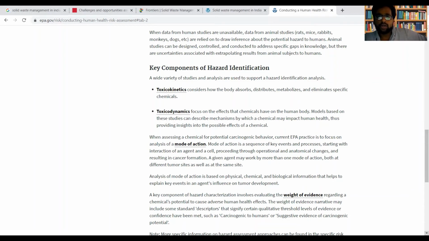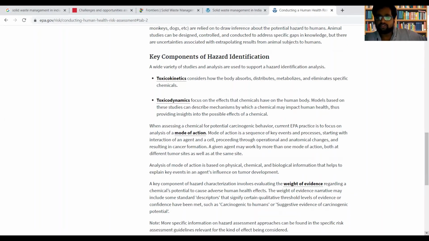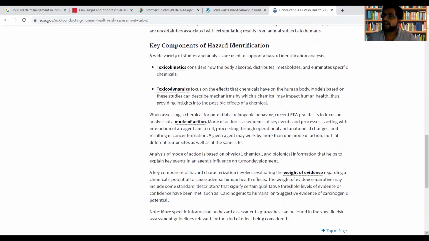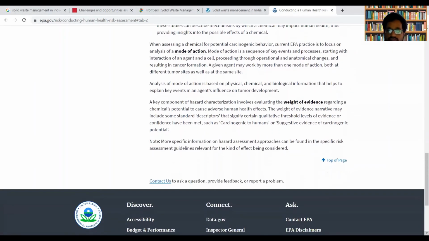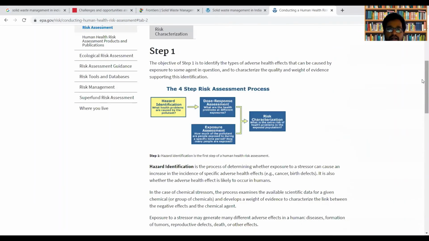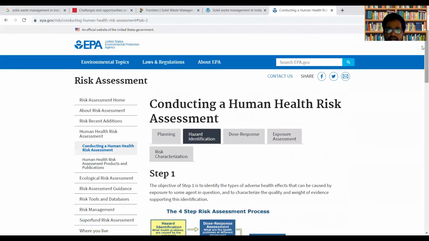Now, the Environmental Protection Agency practice currently focuses on analyzing the mode of action. So what do we mean by mode of action? Mode of action means a sequence of events and processes, starting with the interaction of an agent and a cell. The analysis of mode of action is based on the physical, chemical, and biological information that will help the key events to be explained. So that is about hazard identification. We have to move on to the next step.